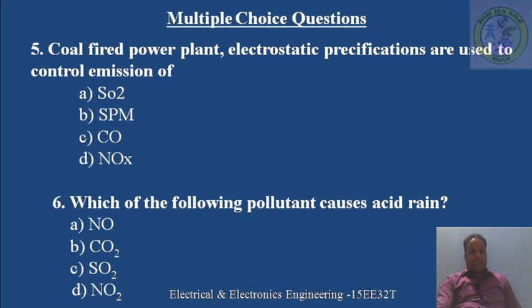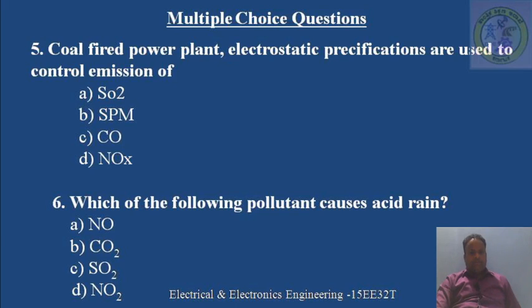In coal-fired plants, we have studied the harmful substances that are emitted from the stack. Those are sulfur dioxide, SPM (suspended particulate matter), carbon monoxide, and nitrogen oxides. Among these, in coal-fired power plants, electrostatic precipitators are used to control emission.